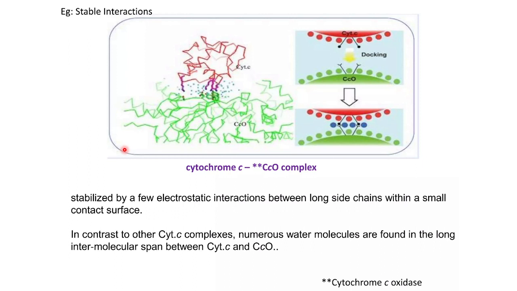Now, stable interactions where you have the cytochrome C or the CCO complex are stabilized by a few electrostatic interactions between the long side chains within a small contact surface. And in contrast to other cytochrome C complexes, numerous water molecules are found in the long intermolecular span between cytochrome C and CCO.